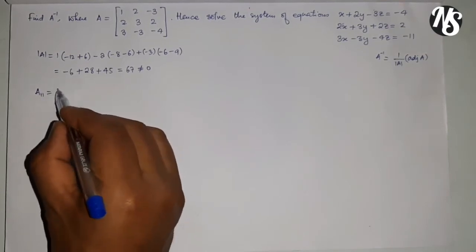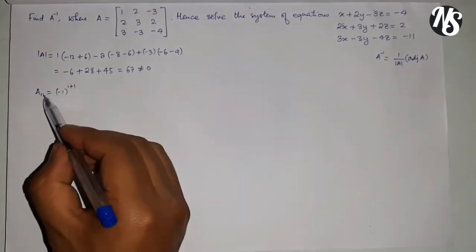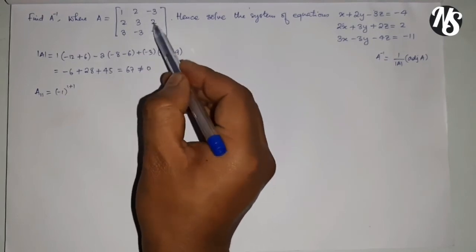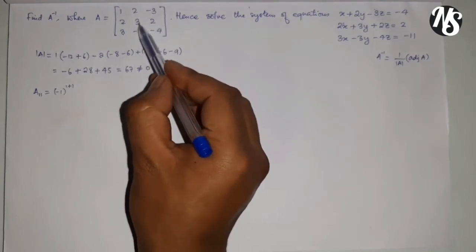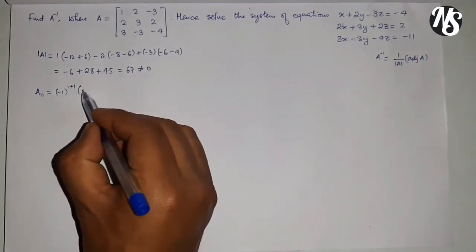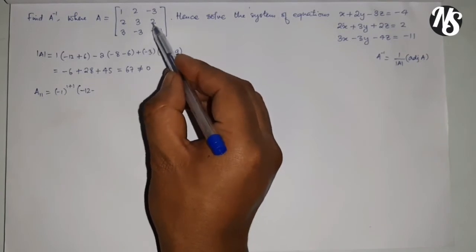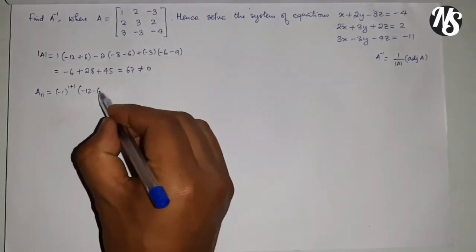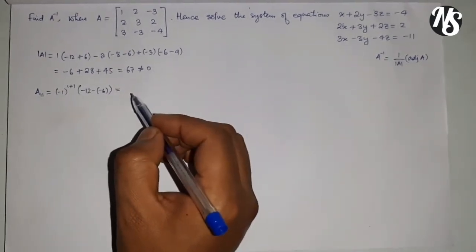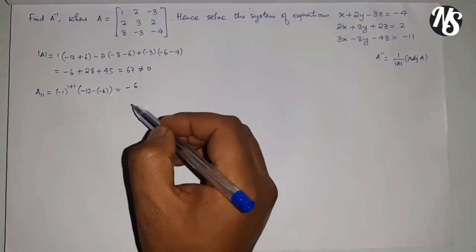So A11, so minus 1 to the power 1 plus 1. What is the minor of A11? A11 is this one, so minus is this part. Let's see how much this is. This is 3 into minus 4, which is minus 12, minus, see here carefully, 3 into 2 is 6. Now let's quickly evaluate and check. This will be equal to minus 6.